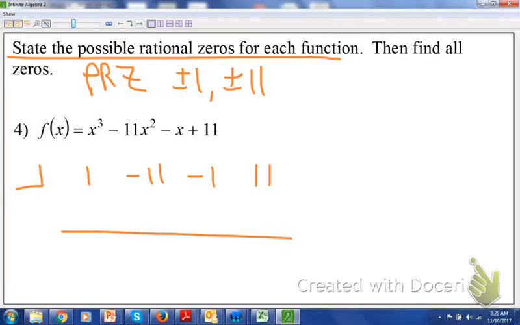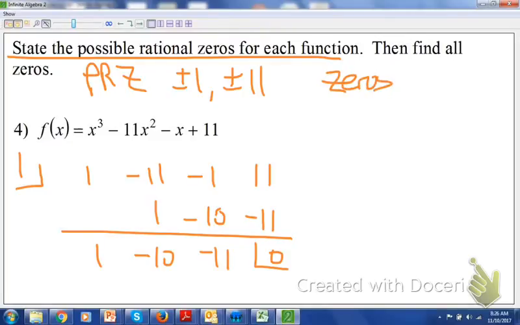What do you want to try first, Zach? 1. Try 1. Bring down the 1. Multiply times 1. That gives us 1. That's negative 10. That's negative 10. Zach has picked a winner. This is going to be negative 11. That's negative 11, which means 1 is a 0. All right, so one of our solutions, one of our zeros, roots, we called them yesterday, is 1.